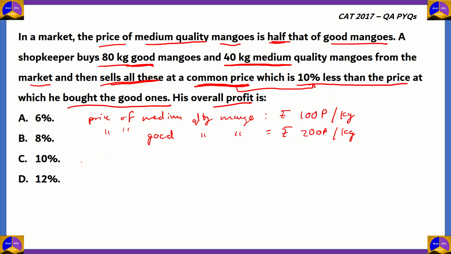Now we need to find out the total cost price incurred by the shopkeeper. So the total cost price here, for medium quality, the price is 100P per kilogram, and the amount of medium quality mangoes that he buys is 40.